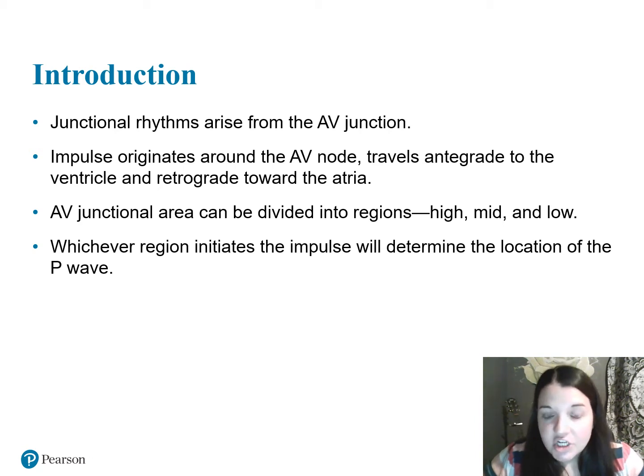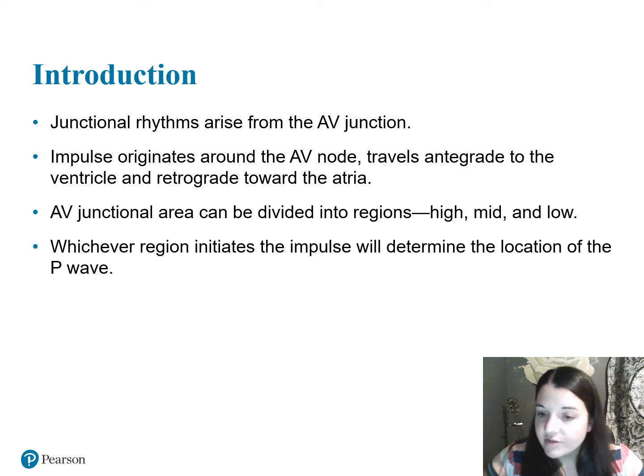This is why this node is called the atrioventricular node, because it's going to send an impulse backwards and forwards to my atria chambers and to my ventricle chambers. So that AV junction area can then be divided into regions. These regions are high, mid, and low. Whichever region initiates the impulse will determine the location of the P wave.